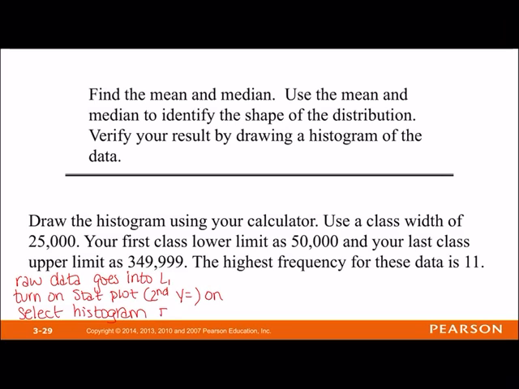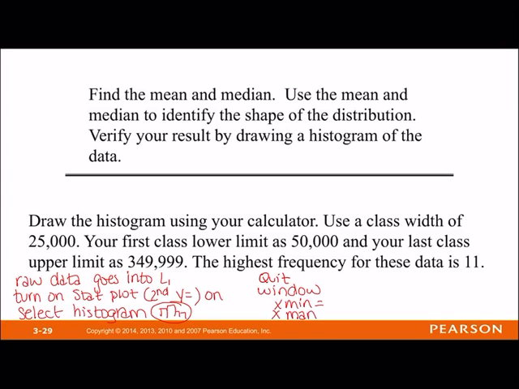Okay, and the one that is the histogram looks something like that. So you want to select that, highlight that, and then hit enter. And then once you do that, you're going to quit out of that screen. Then you're going to hit your window, and you're going to change your X-min and your X-max.